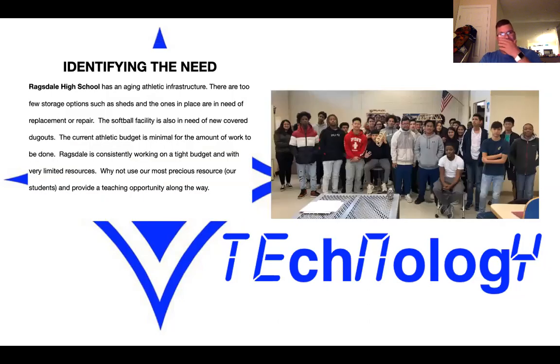So identifying the need, I said that at Ragsdale we have an aging infrastructure. We have a whole bunch of things that need to be replaced. And typically you would use county money or you would use the school athletic budget to replace some of these things. But I think that we're losing a valuable possibility to teach and let these kids learn a little bit about engineering and design, and then maybe even building things.